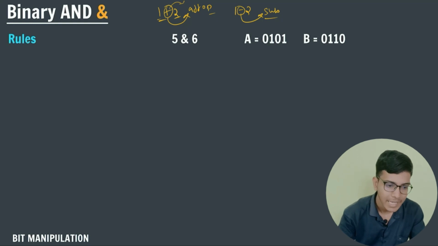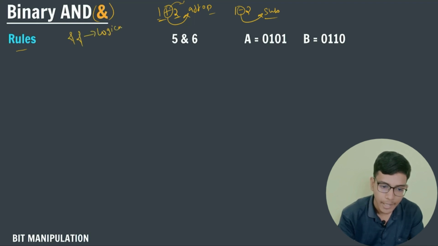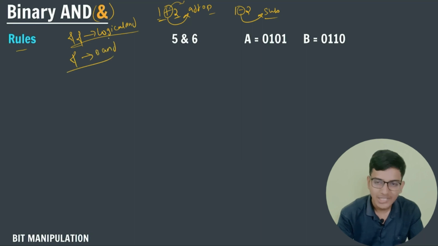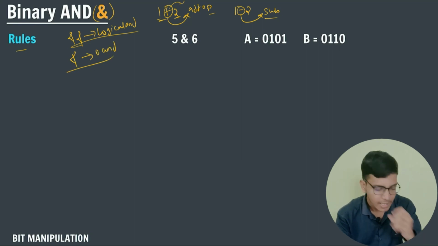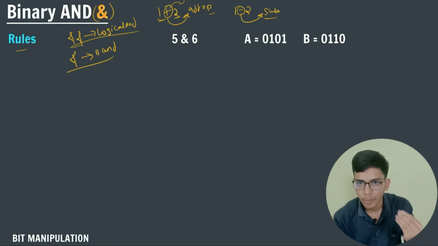So binary AND, there are some rules for binary AND. Binary AND is represented with a single &. If I write two ANDs, then it will become logical AND. So we already studied logical operators, right? So binary AND is represented by a single & symbol, right? You have to remember the rules for each operator, right?